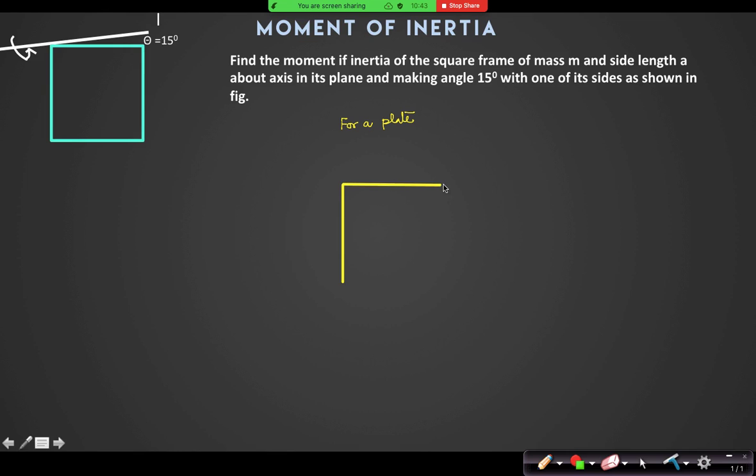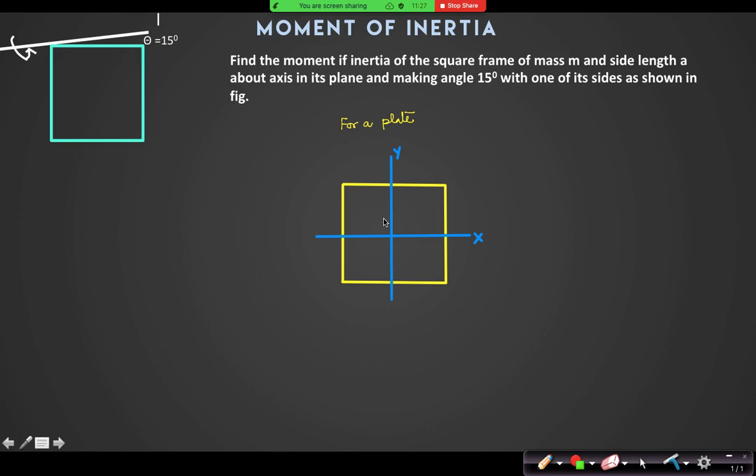Let us take this square. If I ask you what is the moment of inertia of that square plate or frame, whatever it may be, about this axis passing through the center, if it is a plate, it is M a square by 12. And about this one, M a square by 12 again. If I say this is Ix and this is Iy, then what about Iz? It will be M a square by 6.